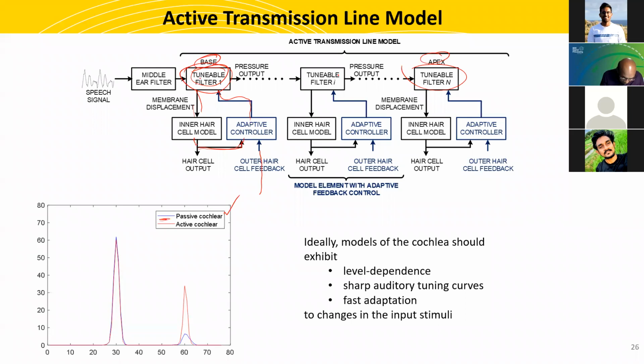So if I give a signal of small amplitude and a high amplitude, the passive cochlea is the blue one, and the blue one is here. It just sees a small amplitude. You could miss it even. I made it bigger so that you can see it. If you have an active model, it will boost that energy so that you don't miss that signal.